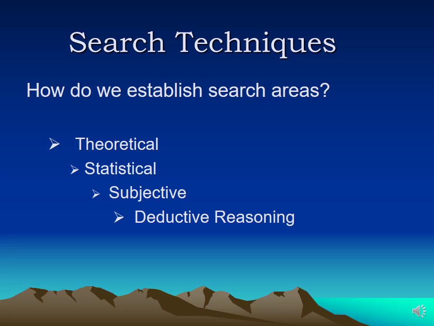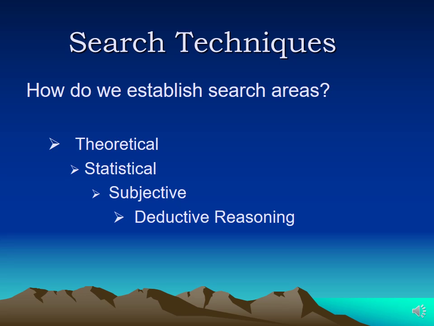Search areas can be established based on several methods of consideration or a combination of these methods. Theoretical considerations. These are based on the maximum possible distance the subject may have traveled, considering weather conditions, terrain, and the individual's assumed ability. This would include consideration of whether the subject was only on foot or a combination of foot and vehicle. Statistical considerations are how far other people in similar situations have traveled, as well as the information based on the specific type of lost person behavior.